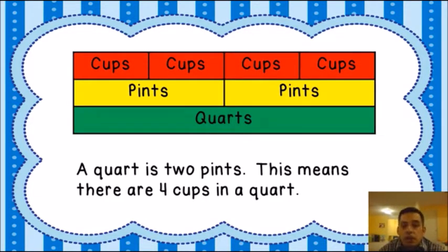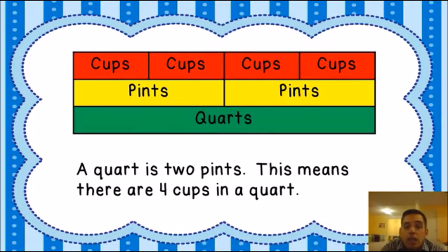The third unit that we want to talk about is quarts. And a quart is made up of 2 pints. And so because we have 2 pints, one here and one here in every quart, then there's going to be 1, 2, 3, 4 cups. So we're going to have 4 cups in every quart.